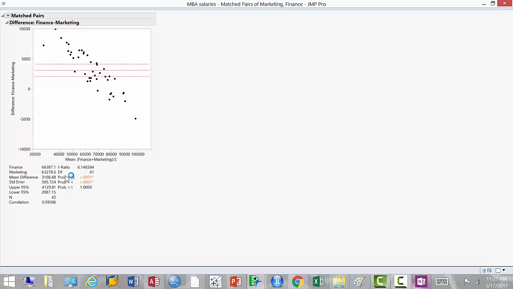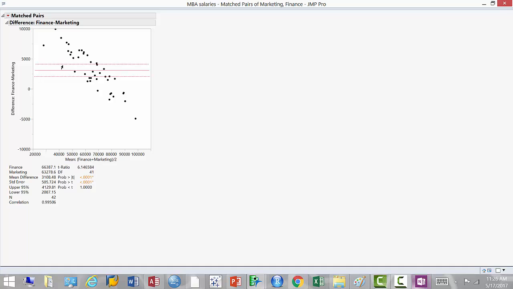And then the next thing, as you can see, it reports what is the difference between the mean finance minus mean marketing. So it looks like it should be over $3,000, right? In fact, it's over $3,100. And it computes the average right there: $3,108.48. That's the difference between these two samples, okay? So this solid red line on the chart, it's actually your average difference. Reported right here, $3,108. Can you guess what the dotted red lines above and below represent?